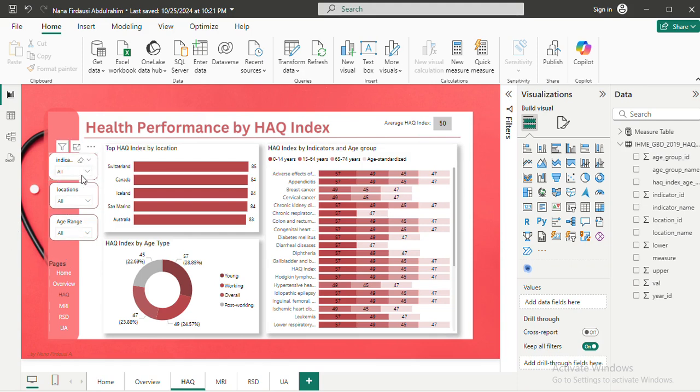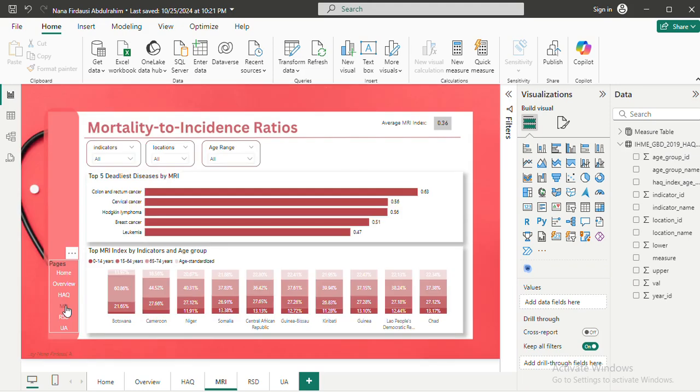So here are also the filters to filter across different pages. So let's go to the MRI compared to different health indicators. Here we can see the top 5 deadliest diseases as I showed in the overview page. And here you can see the countries compared to their mortality rates and age group.